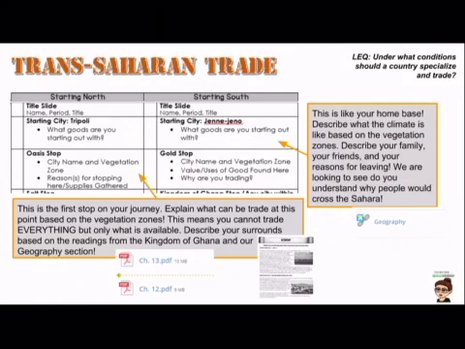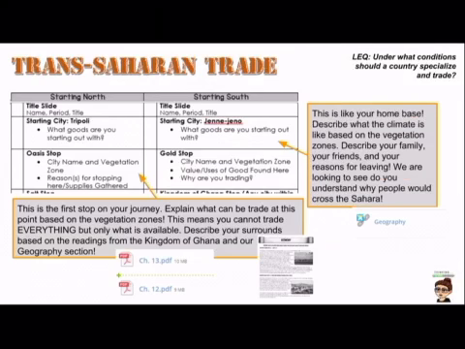The first stop on your journey could either be a gold or oasis stop. We went over the oasis stop already. We talked about how it's Sijilmasa, and that's an oasis city within the Sahara. So you want to think about what happens at an oasis city. An oasis city has vegetation. It's in the middle of the desert. It has some water. It's a huge trading post that anything can be traded within.